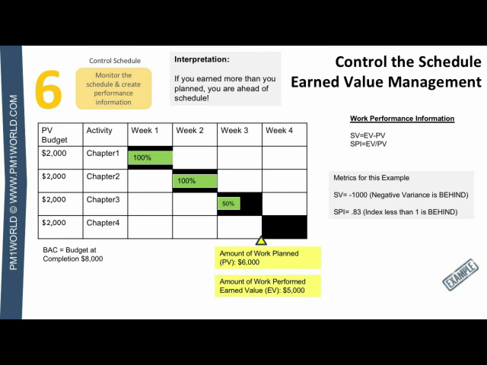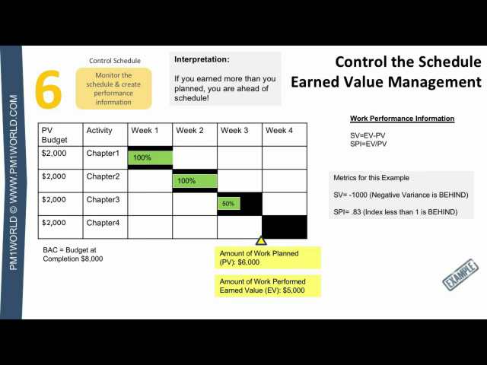However, let's say we're at the end of week 3 right now, and we're monitoring the schedule, or controlling the schedule. As of the end of week 3, if everything had been on track, if I was on schedule, I should have completed $6,000 worth of work, correct? That's the plan. Now, the plan is called PV, your plan value. That's the budgeted cost of the work I scheduled up to that period of time.